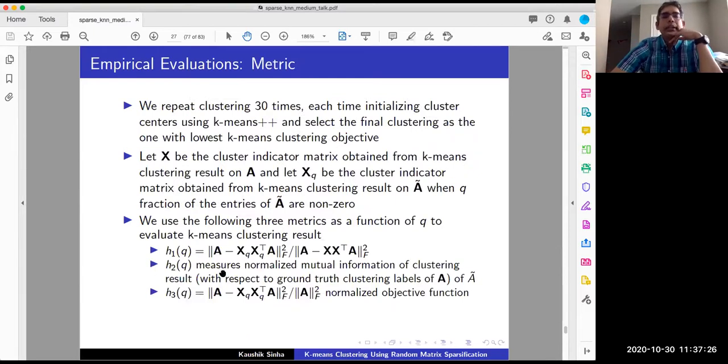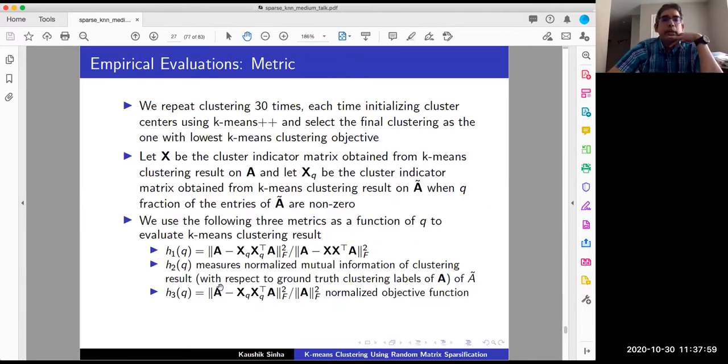Now we perform our k-means clustering algorithm on 3 different data sets 30 times, every time initializing with the k-means++ initialization, and taking the best solution out of those 30 as the objective function value and the corresponding clustering. We define Lx to be the cluster indicator matrix obtained from the k-means clustering result on the original data matrix, and let Lxq be the clustering indicator matrix obtained from k-means applied on the sparsified matrix with q fraction of the entries set to 0.